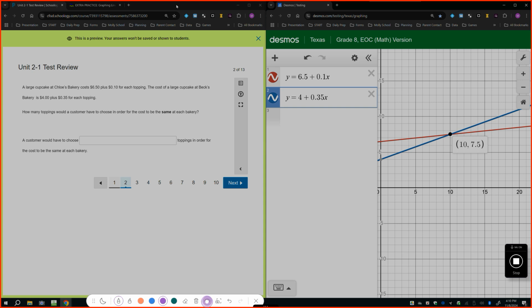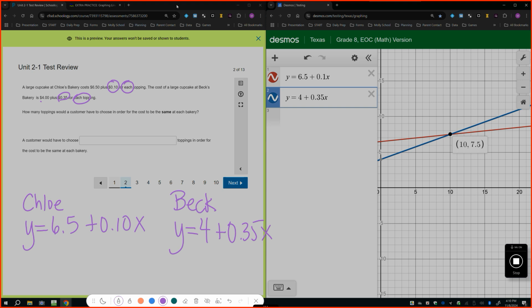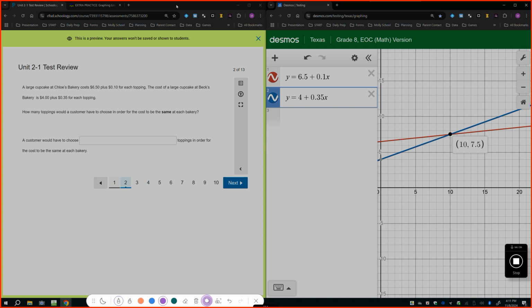All right, and they cross at 10, 7.5. Okay, so now I have to make sure that I answer the question they're asking me. And they're asking, how many toppings do I need? So which variable is toppings? Well, remember, when I'm trying to find x, x is what comes after each or per. Okay, so x is toppings. That means y is cost. Okay, so I want x, which is 10. All right, let's try the next problem.